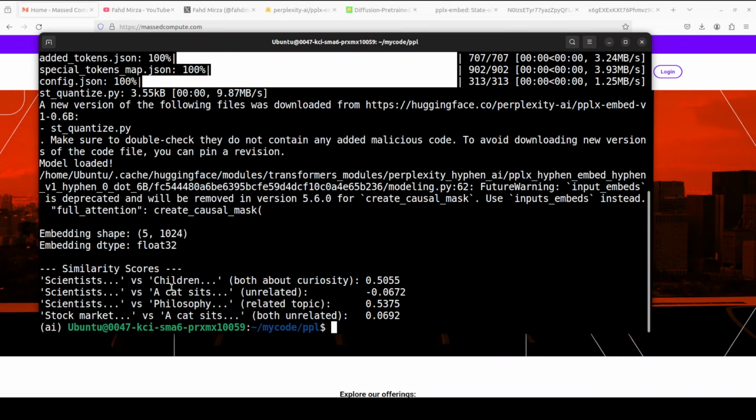And if you look at the similarity score, this is where we can see that the model clearly understands meaning, like scientist versus philosophy, as you can see here. This scores the highest at 0.5375. Since both are intellectually related topics, semantics are similar. Now, scientist versus children, it also scores a solid 0.50 because both sentences are fundamentally about curiosity, as you can see here.